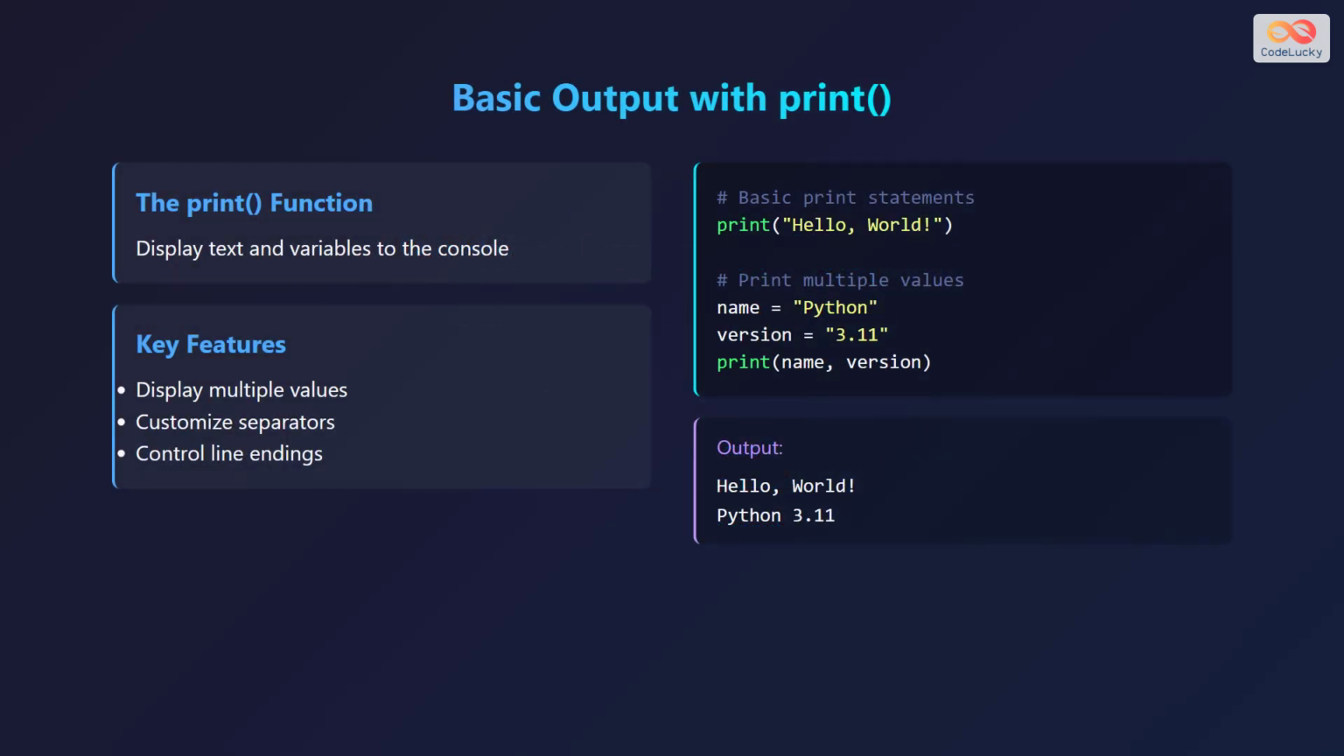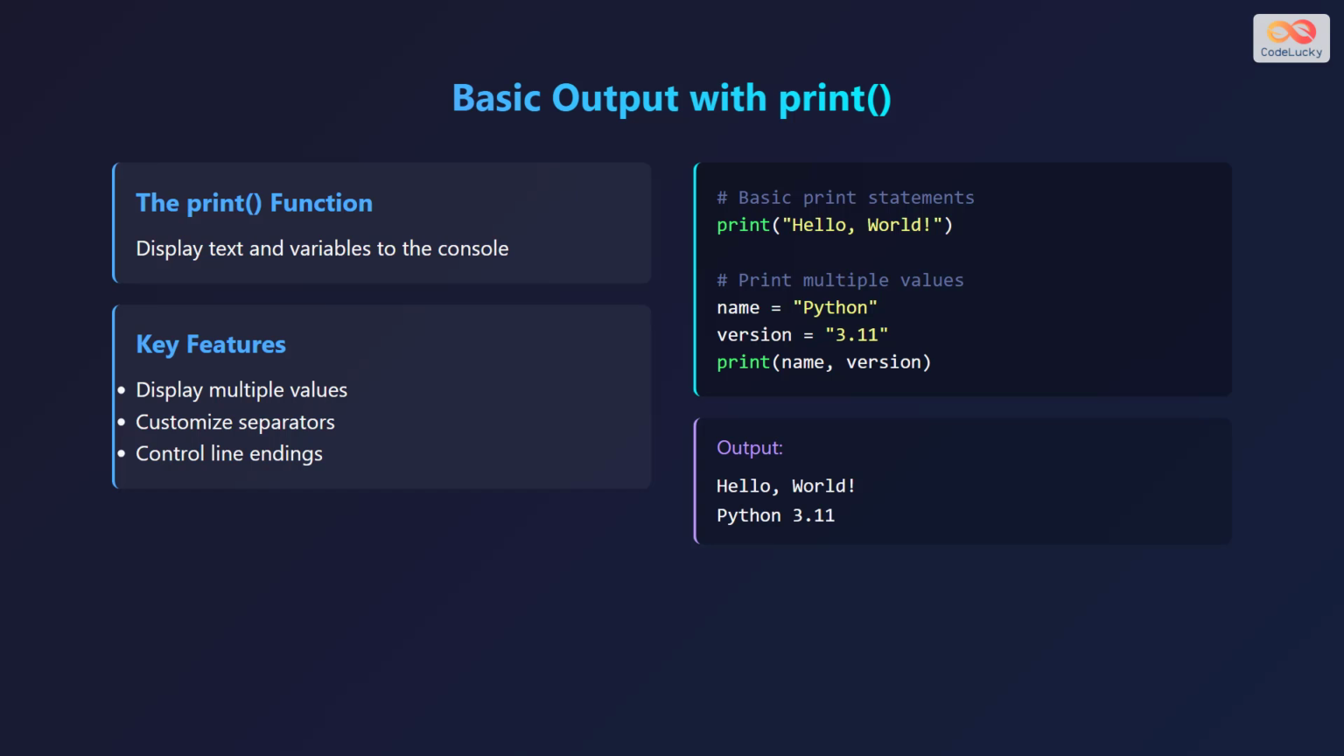The print function is a fundamental tool in Python for displaying text and variable values to the console. It is your primary way to show results, messages, and any other information to the user. With the print function, you can display multiple values at once, customize how these values are separated, and control what happens at the end of the line.